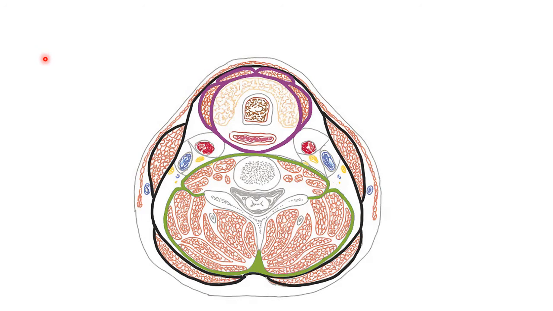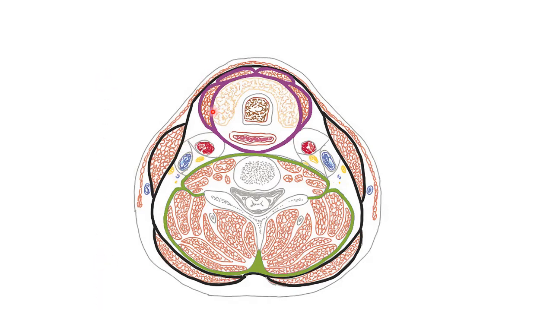The investing layer of the deep cervical fascia also forms fascial pulleys to anchor the tendons of the digastric and omohyoid muscles. They form pulleys for the tendons of the digastric muscle and omohyoid muscles. We have seen the vertical tracing.